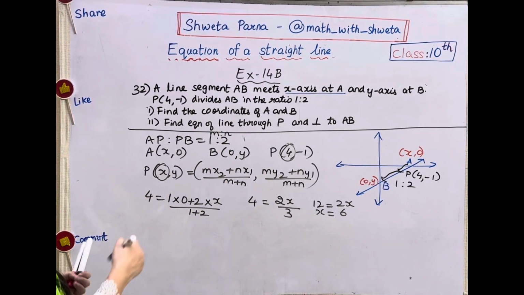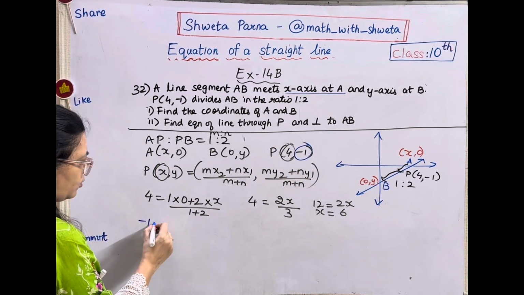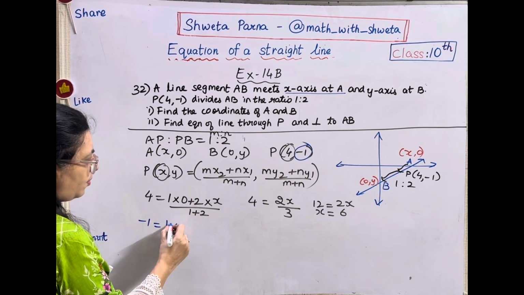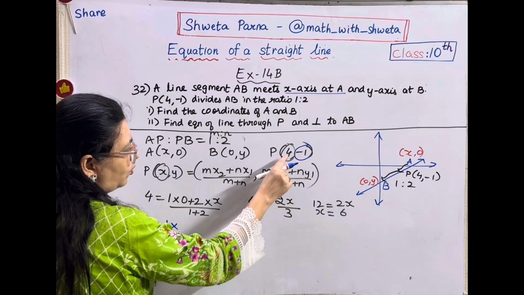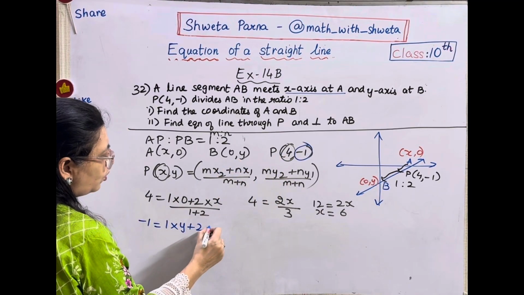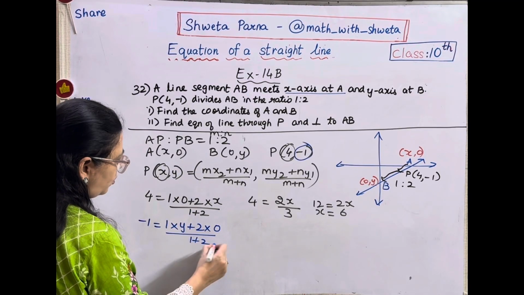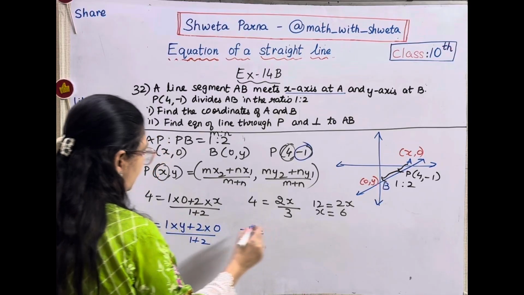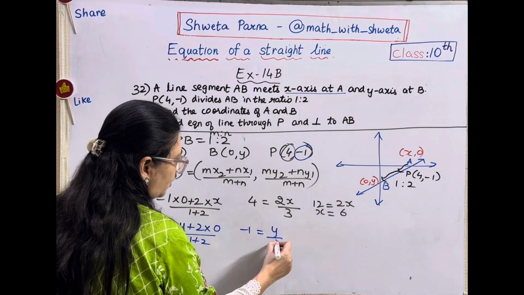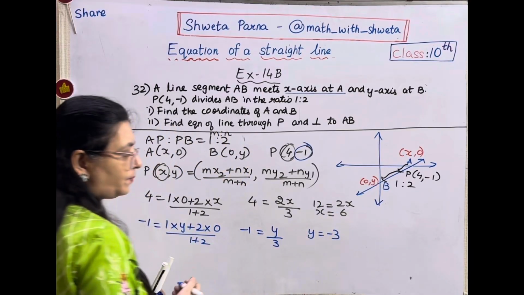Same way, now let's take for y. Y you are going to take as minus 1. Minus 1 is equal to m into y2. Y2 is y, plus 2 into y1, which is 0, upon 1 plus 2. So this is minus 1 is equal to y upon 3. So y is equal to minus 3.